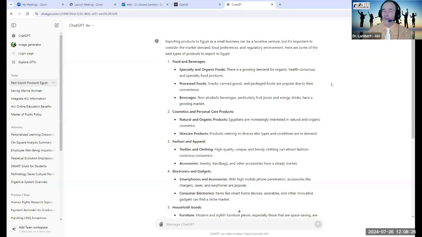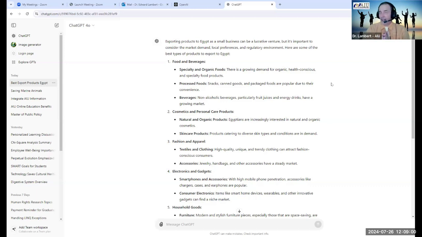Food and beverages. That's the first thing that came to my mind, is that Egypt is going to have some food problems as the years go forward, and they need to find better ways to import food. So you have some specialty and organic foods that maybe in South Africa, you have some special foods that you can actually export to Egypt. Cosmetics and personal care products. You could even make soaps in your house and then just ship them off to Egypt to have somebody there. Ismail could go around and sell those soaps to different stores.